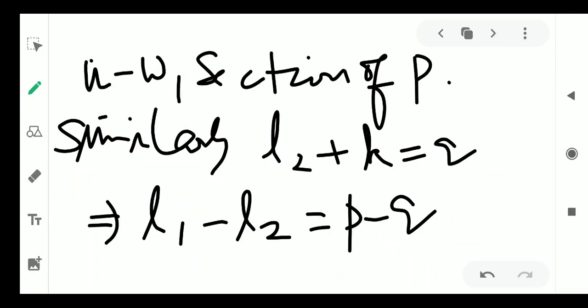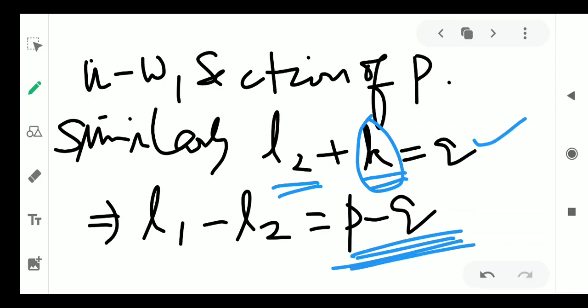Then similarly, moving along with Q, if that is L2, that is the W1W section. This is K because using claim 1 we have proved that they have the same length. So L2 plus K is equal to Q. This is the length of Q. Then subtracting, L1 minus K will vanish. L1 minus L2 is equal to P minus Q.